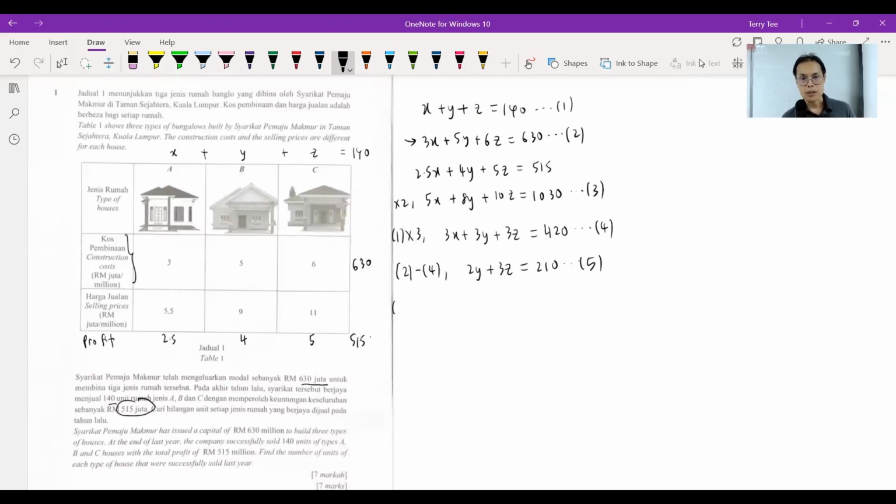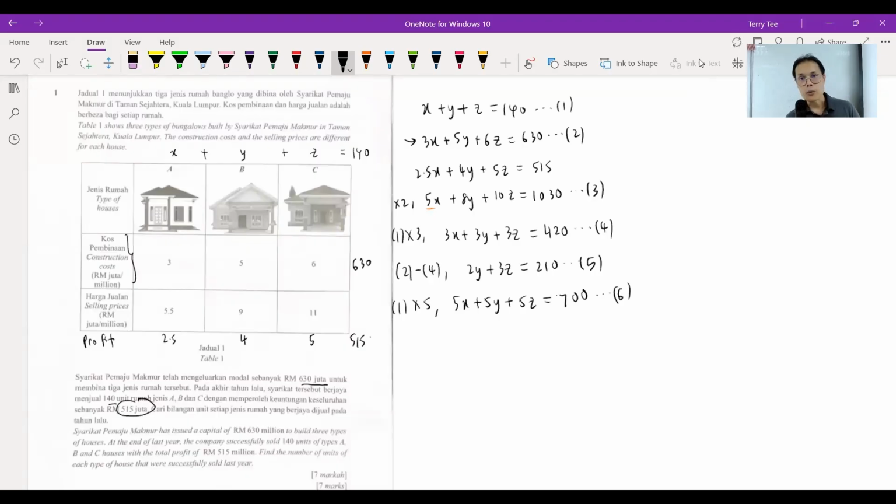Then I'm going to take equation 1 again. I multiply by 5, because I want to get rid of this 5 from your equation number 3. So when you multiply by 5, you get 5x, 5y, 5z. Sorry, I'm looking at the wrong one. 140 times 5 is 700. Yeah, 700 million. Okay, so equation number 6.